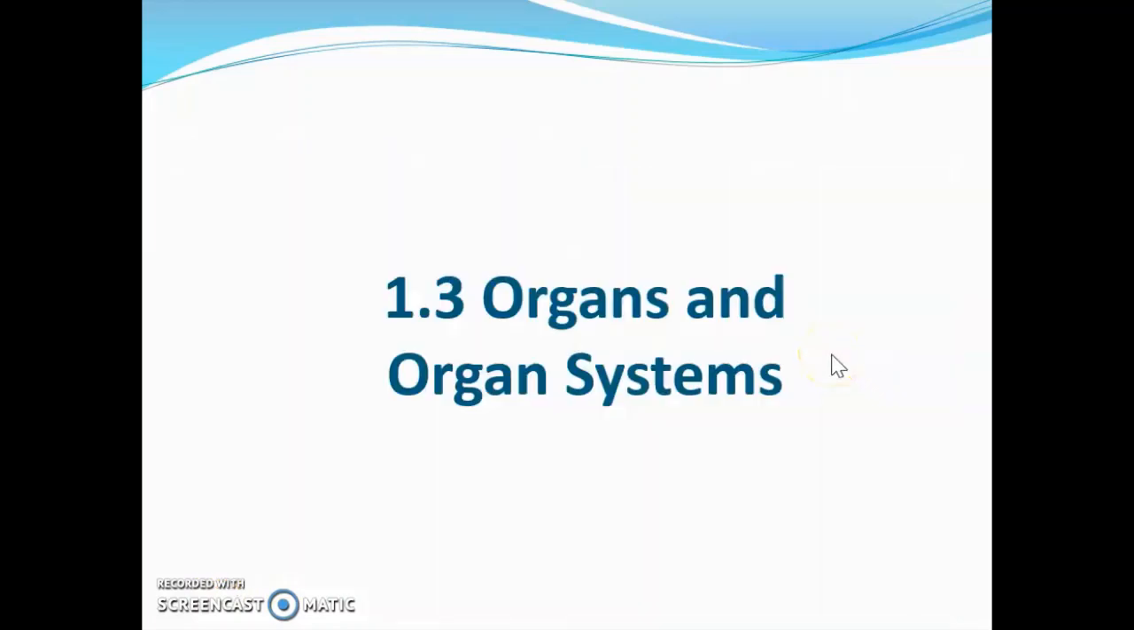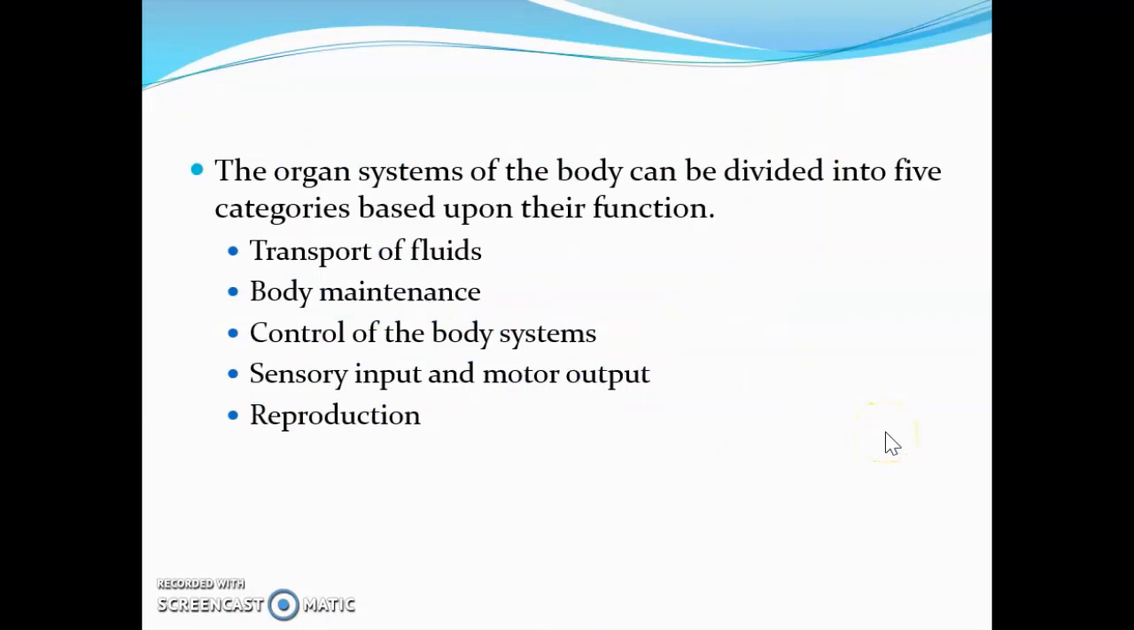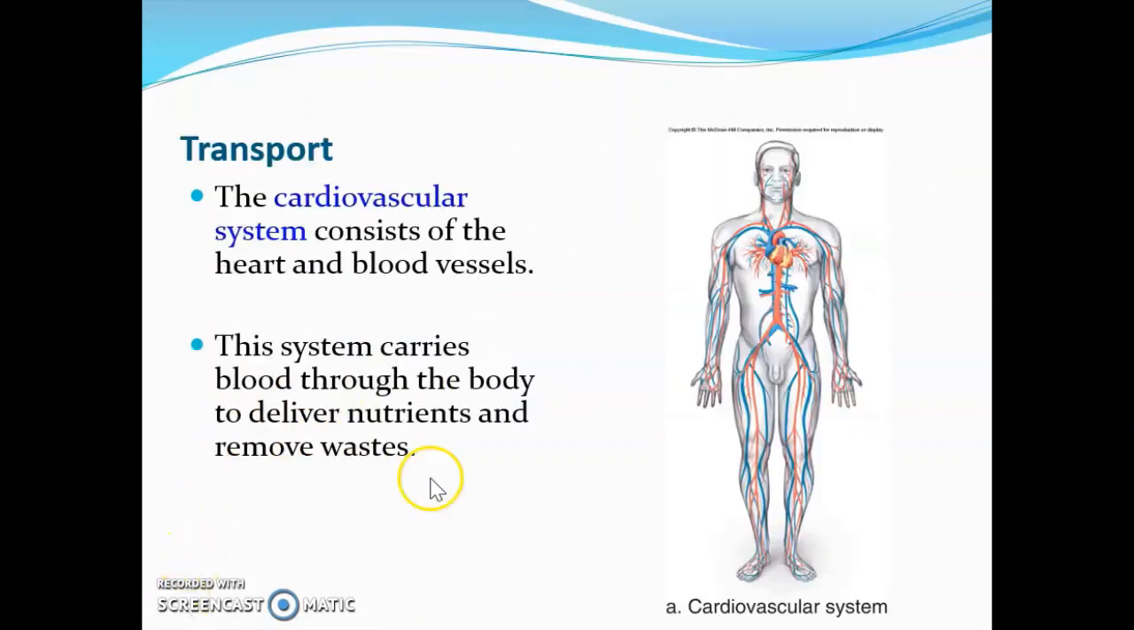Now we try to look at or discuss the aspect of organs and organ systems that are present in animals. Organ systems in animals could be divided based on their function into five main categories. The first is those organ systems that are involved in transport of fluids. Second is body maintenance. Third is control of the body system. Fourth is sensory input and motor output. And the last one is reproduction.